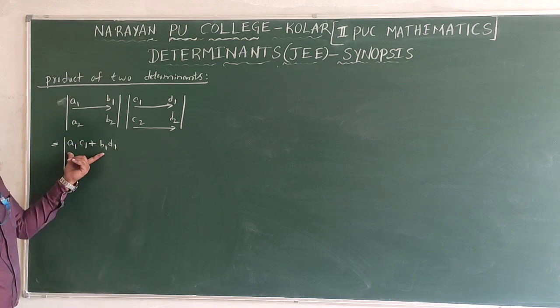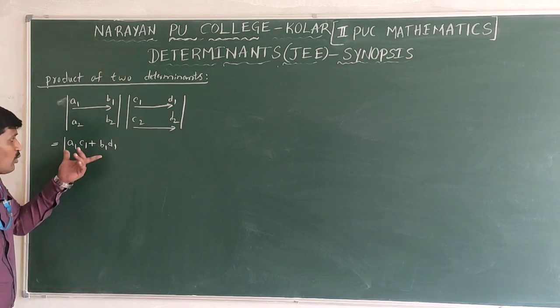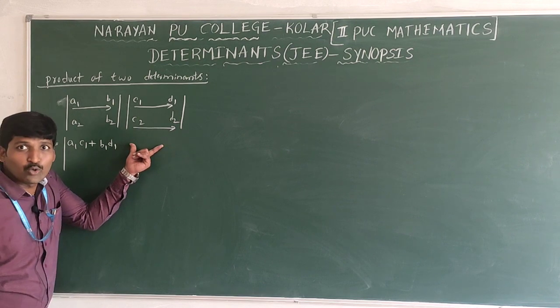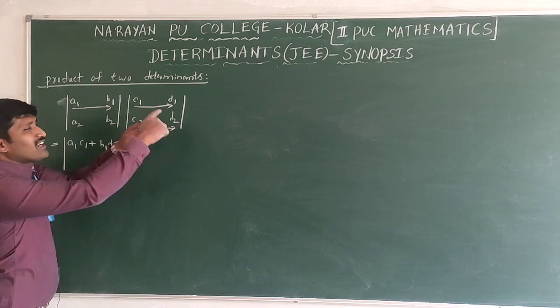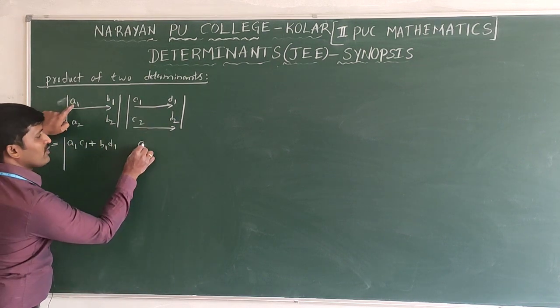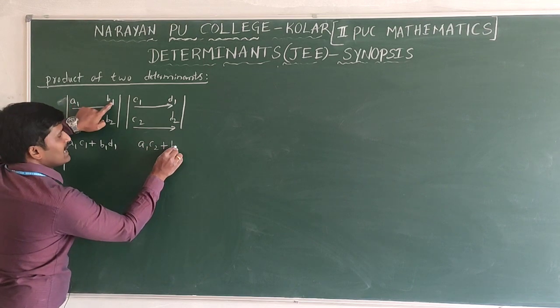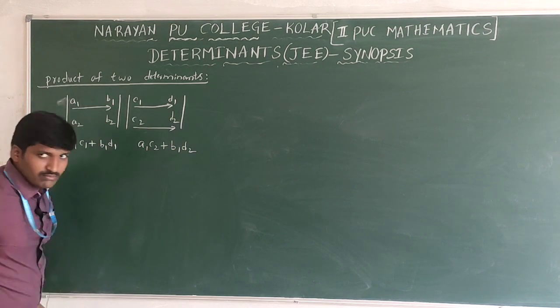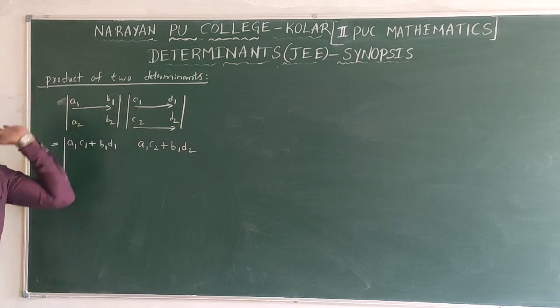That is the first element you will get in the determinant. You want in the same row, the second element. How to get? First row with second column: A1 C2 plus B1 D2, or first row with second row.